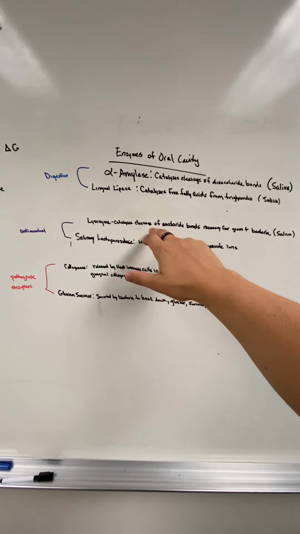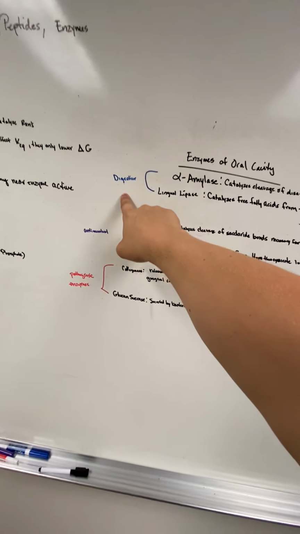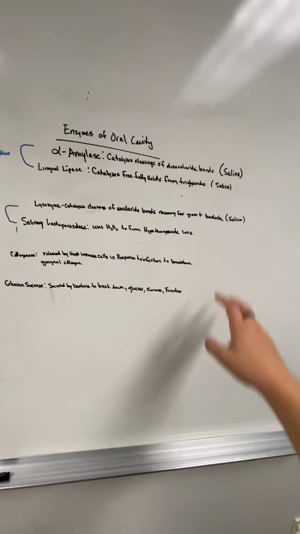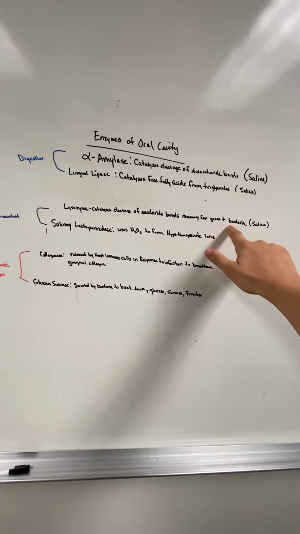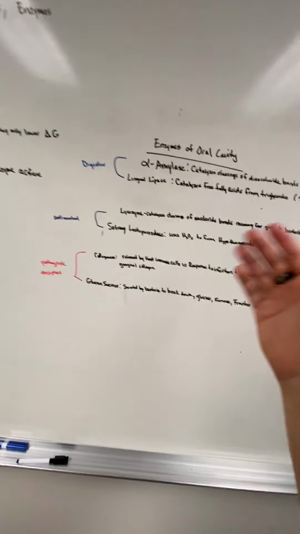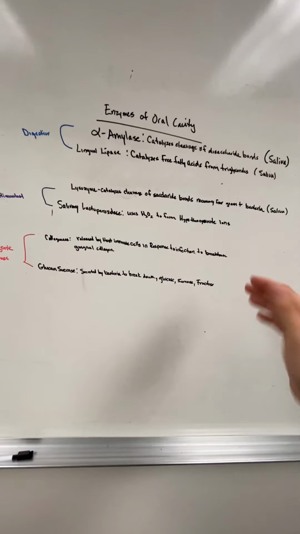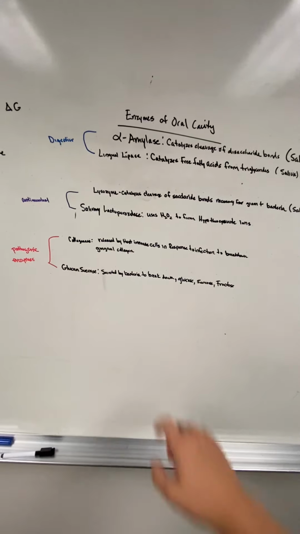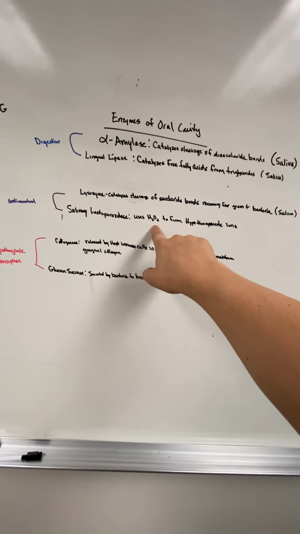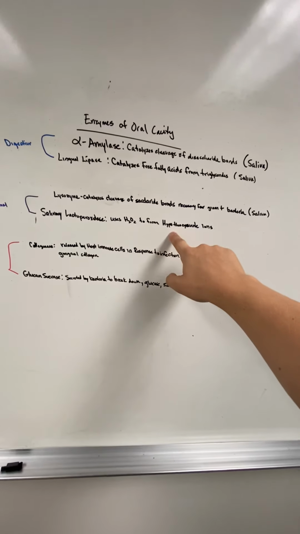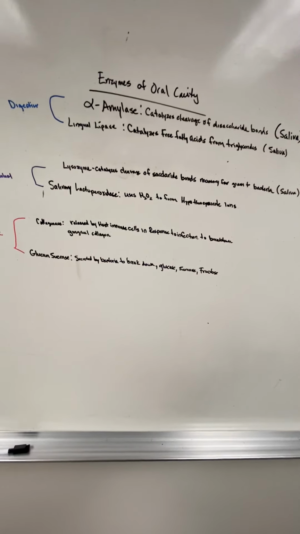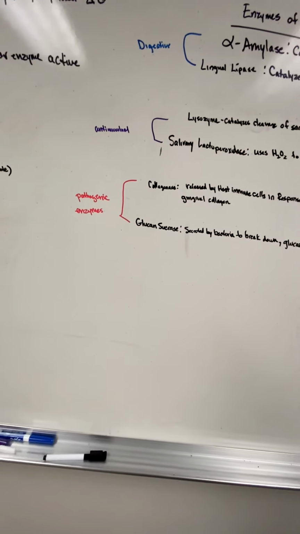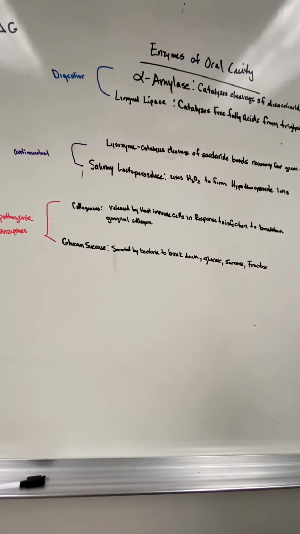Lysozymes, these are digestive enzymes. Lysozymes catalyze cleavage of saccharide bonds necessary for gram-positive bacteria. So think that they lyse the wall, I guess, of the gram-positive bacteria. Salivary lactoperoxidase. The peroxy would give away that it's H2O2 or peroxide, and it makes the hypothiocyanate ions. These guys are antimicrobial. And then the pathogenic enzymes are collagenase.